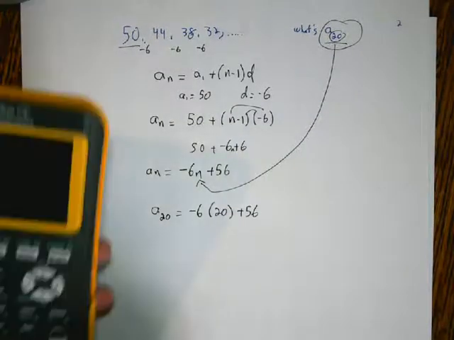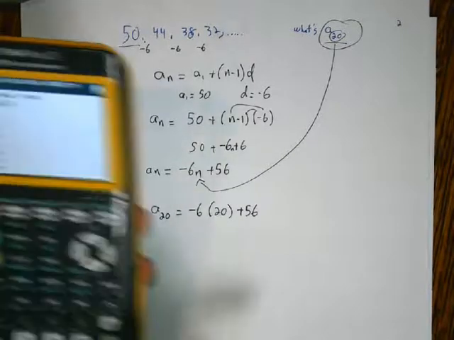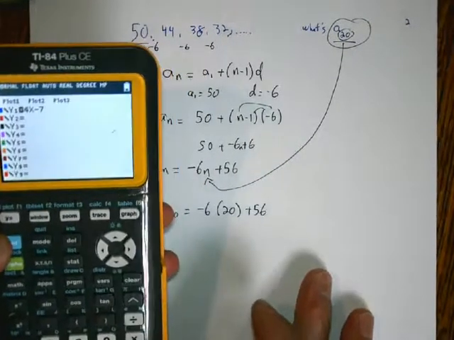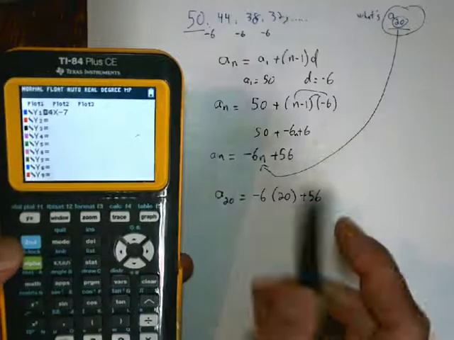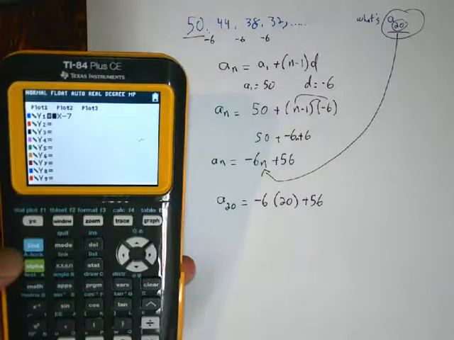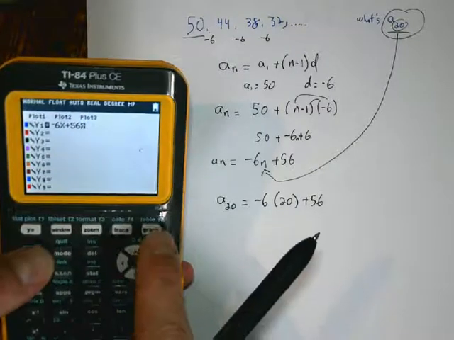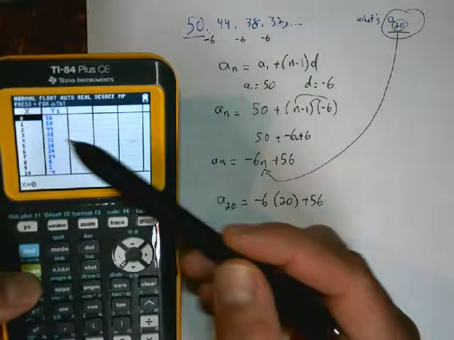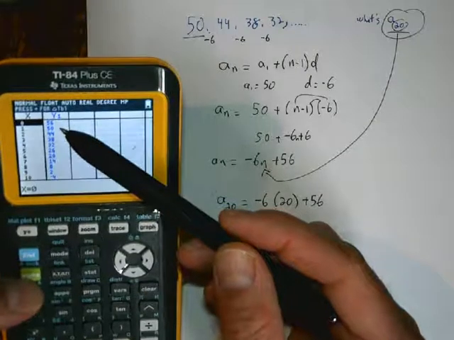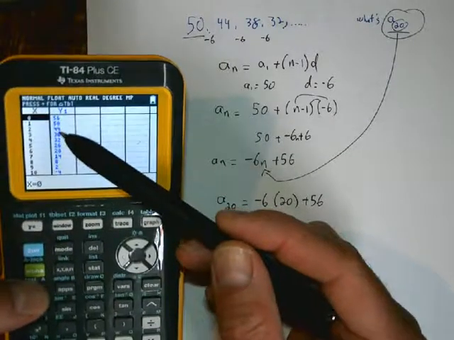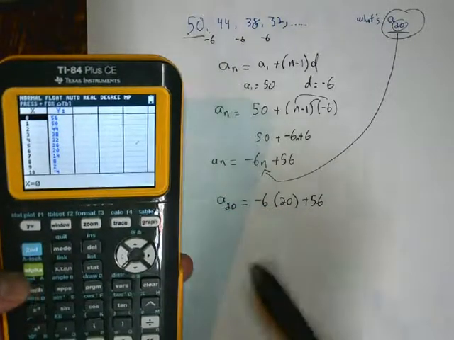Again, what's really nice about the graphing calculator is that if we put in the equation we first came up with, negative 6x plus 56, and I go to my table, I should see my sequence of numbers in here somewhere. See how I have 50, 44, 38, 32, and so on and so on. So I know that it's going to have to work.